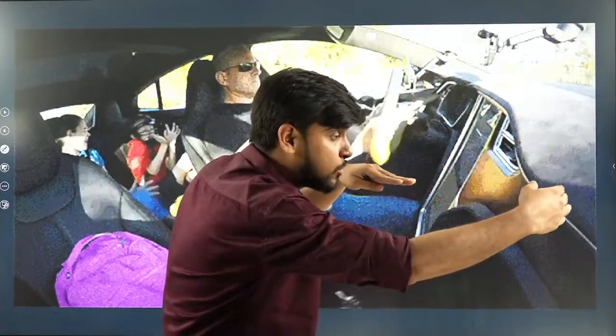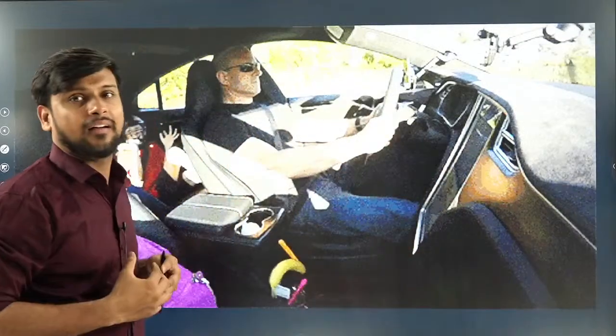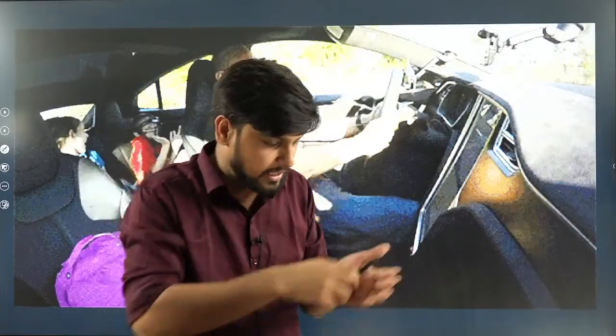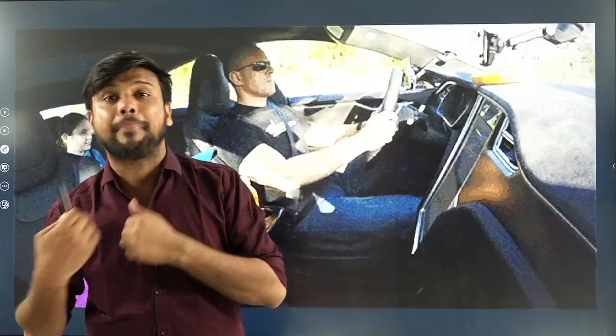See, your car is moving, but because we are in the car, it feels like objects are moving back, but they are not moving back. Actually, your car is moving forward, and because of that, it's the same thing. If I move my hand forward, what will happen? This pen will fall down, right? With respect to the pen, your pen is moving backward. That's what is happening in the car.